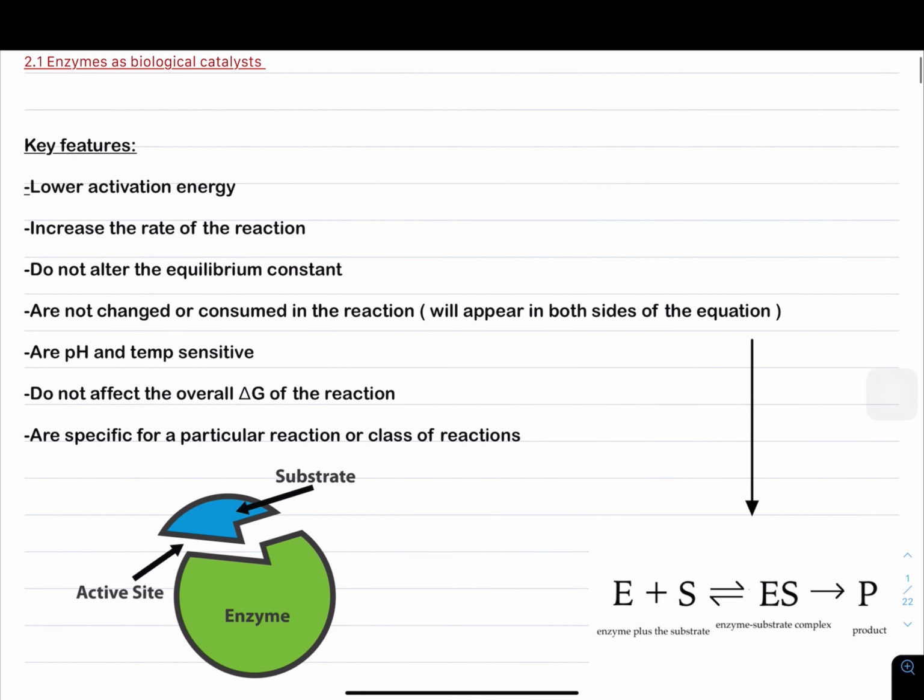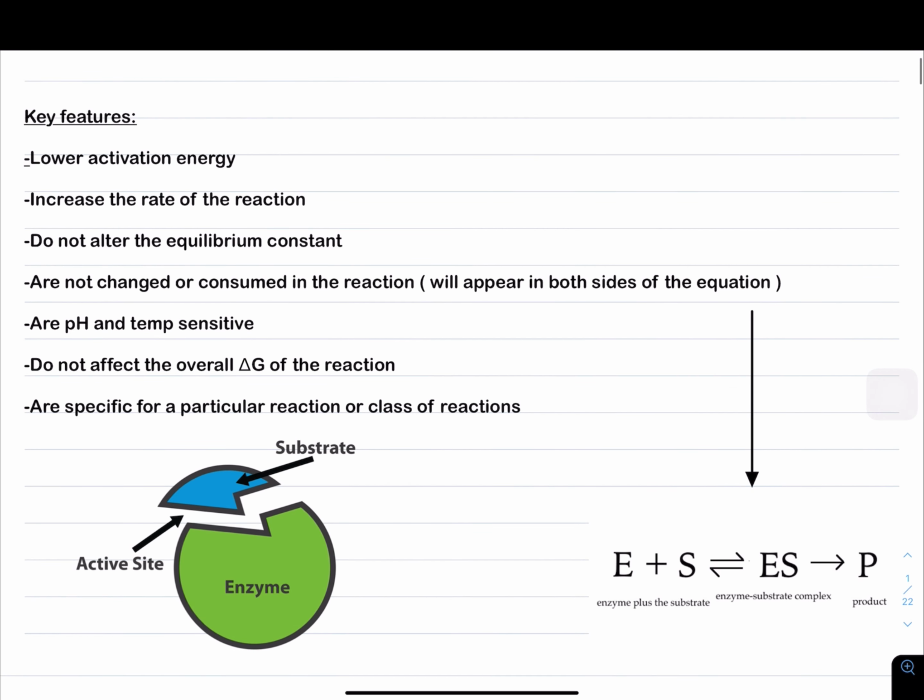The book mentions these key features of enzymes, which are they lower activation energy, increase rate of reaction, they do not alter the equilibrium constant, are not changed or consumed in the reaction, are pH and temperature sensitive, they do not alter the overall free energy change, and lastly, they are specific for a particular reaction or a class of reaction. We will talk about most of these features in this section.